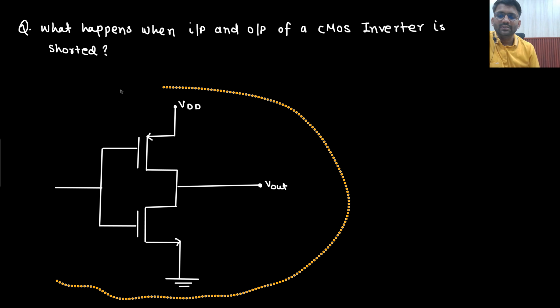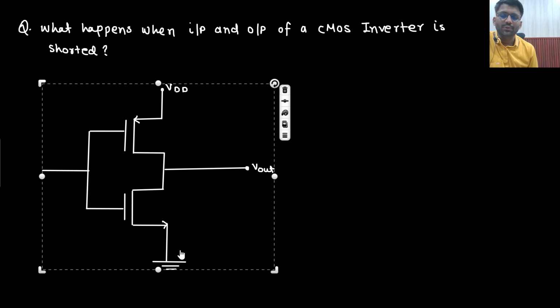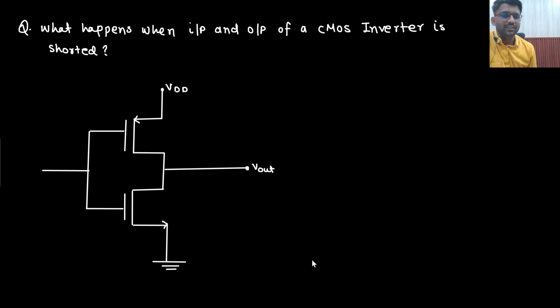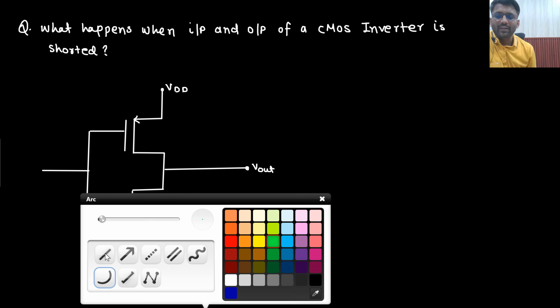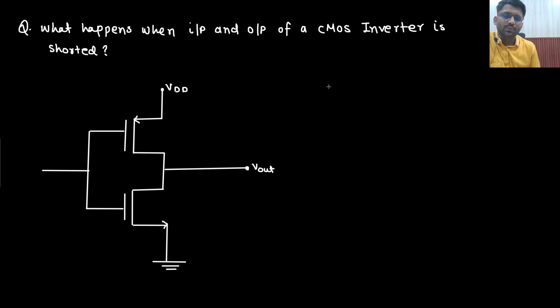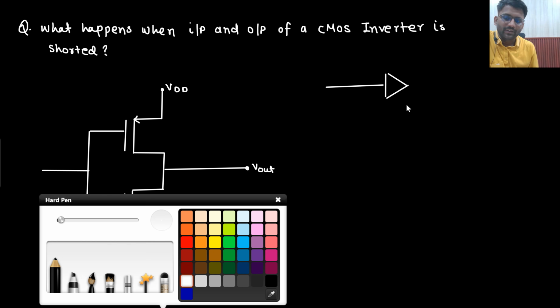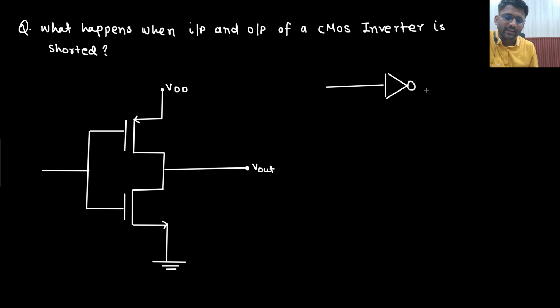So it is a very famous interview question: what will happen if we short the input and output of a CMOS inverter? I have already tried to make a video on this, but let's make it again. What will be the first impression, what will people think? Sir, it is an inverter, right? Since it is an inverter, I will make an inverter where input and output are shorted. Let's say I have made this inverter, this is the input, this is the output. If I short them, what should happen?